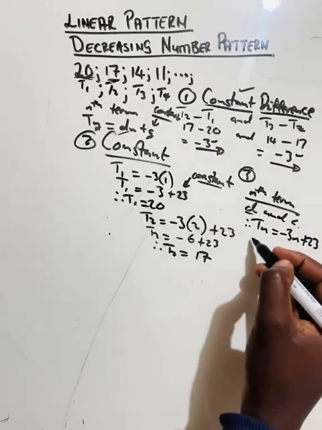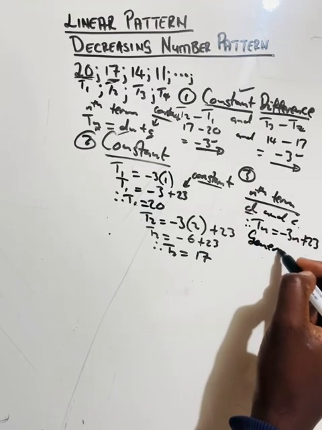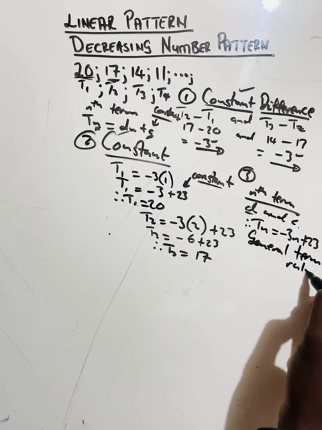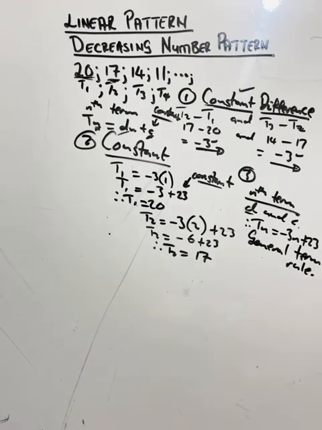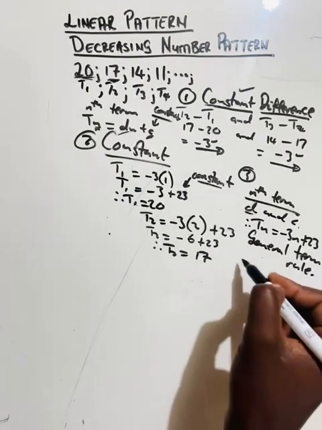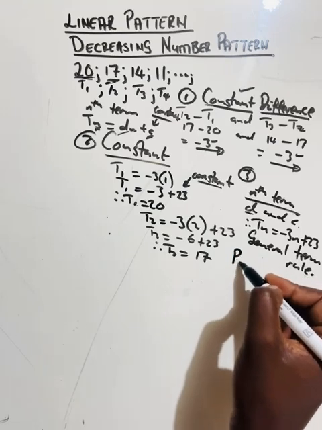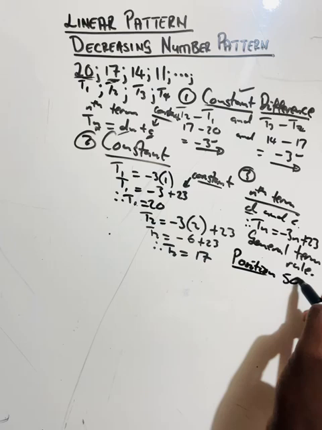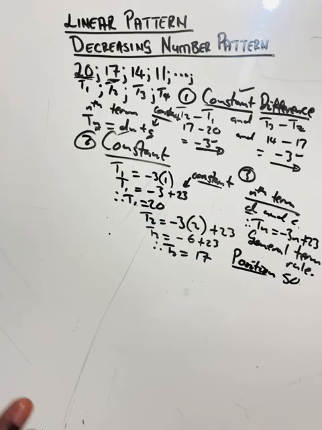Remember, the nth term is also known as what? The general term or the general rule. Right. Okay. Now, what is the purpose of us getting this nth term? In your examination, they can ask you that please find the value of a term which is at position number what? Position number 50. Now, it's no longer a problem.